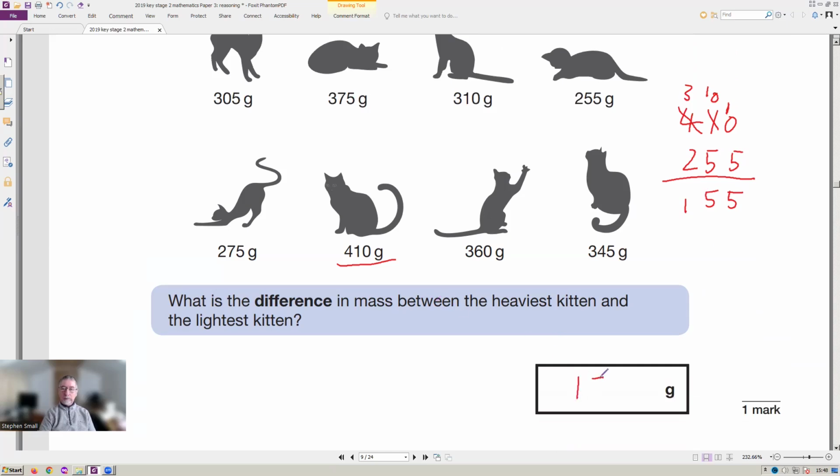And check, it's still all in grams. Yes, they didn't change the units. That's good.